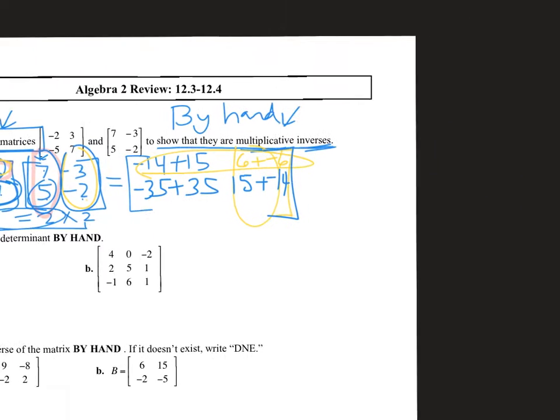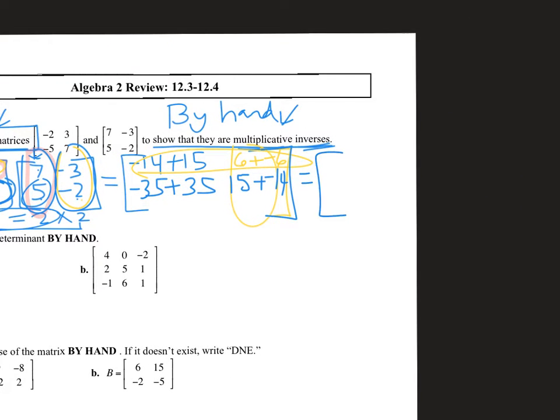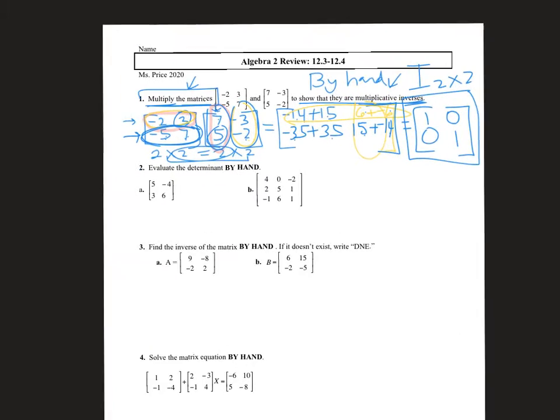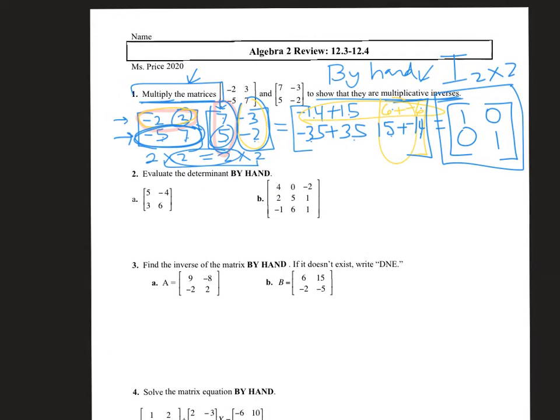Now, let's see what we get. -14 plus 15 is 1. 6 plus -6 is 0. -35 and 35 is 0. 15 plus -14 is 1. That right there is the identity matrix for a 2 by 2. So that's how you can tell two matrices are multiplicative inverses: if you multiply them and they turn out to be 1, 0, 0, 1 for a 2 by 2.